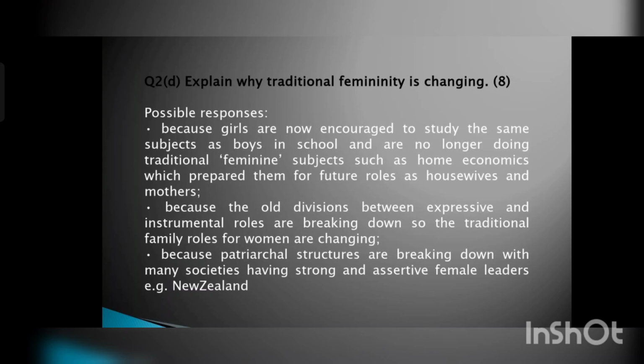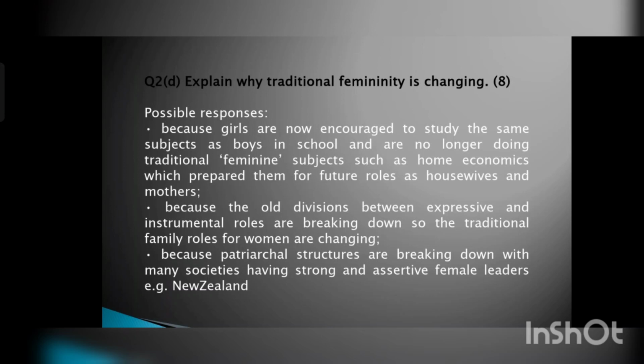But now, girls are encouraged to study science subjects, engineering subjects, which are now a trend in girls. They are moving towards their careers, and there is now no difference between subject selection among boys and girls. Then we have, because the old divisions between expressive and instrumental roles are breaking down, so the traditional family roles for women are changing.